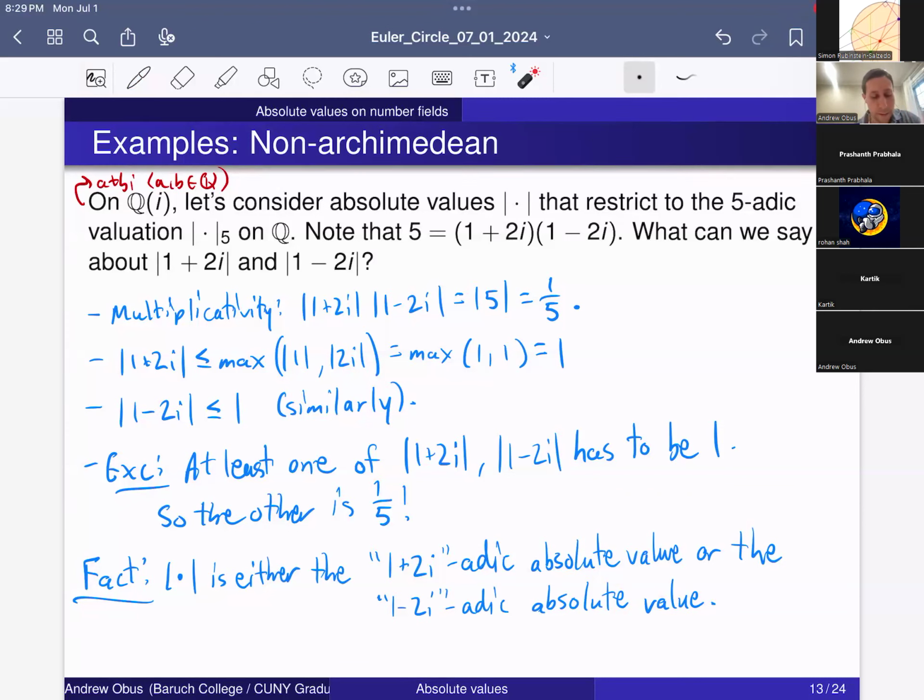Oh, sorry, I keep saying valuation. I should be saying absolute value. So there might be a couple of choices. In this case, there are 2 choices. It's related to the idea that this number field has degree 2, but there's never going to be infinitely many choices. So every time you've got an absolute value on Q, there's only going to be finitely many ways to extend it to an absolute value on one of these number fields. Questions?